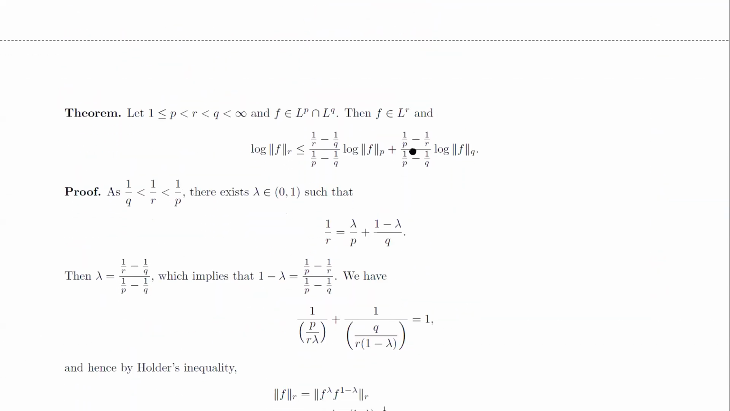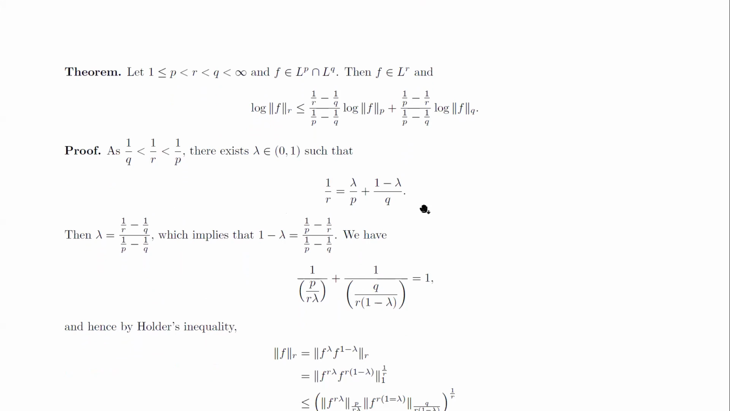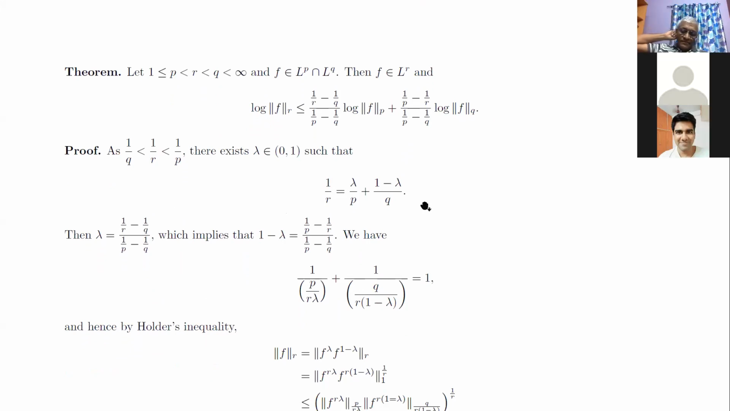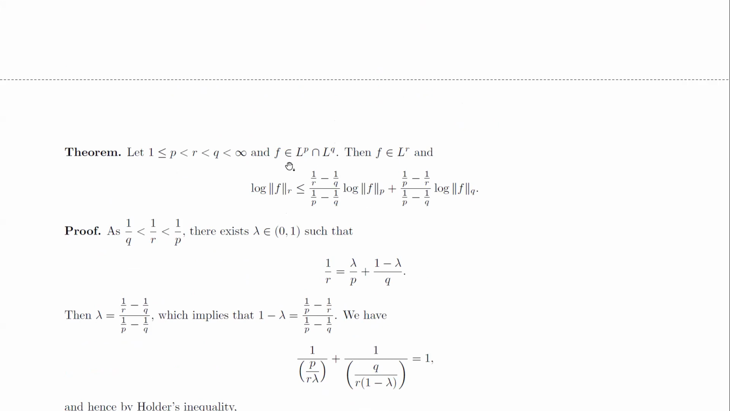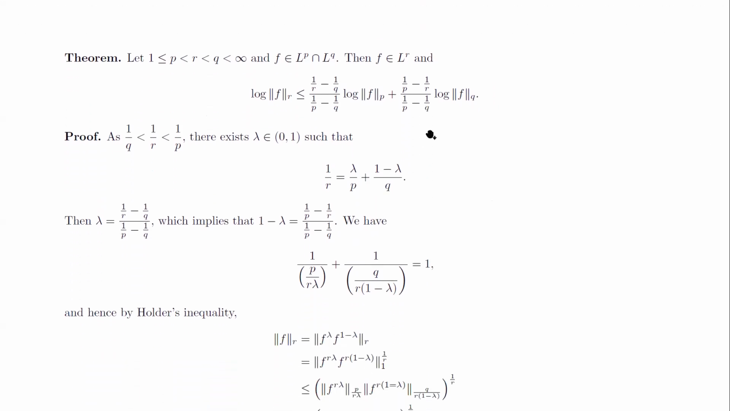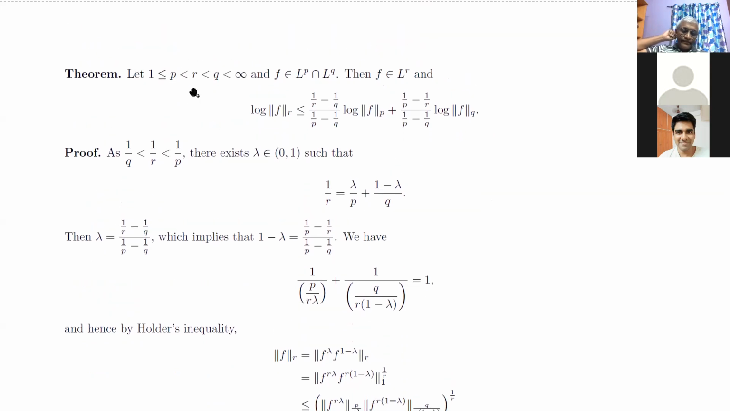And finally, one last application, one last interesting theorem about L^p spaces. Let's take p, r, and q, ordered in that fashion, all three finite, such that f is in both L^p as well as L^q. Then we claim that f is in L^r for every r in between p and q. We will see a nicer form of this property in the proof. Taking the reciprocal of what we have in the hypothesis, we have 1/q less than 1/r less than 1/p.